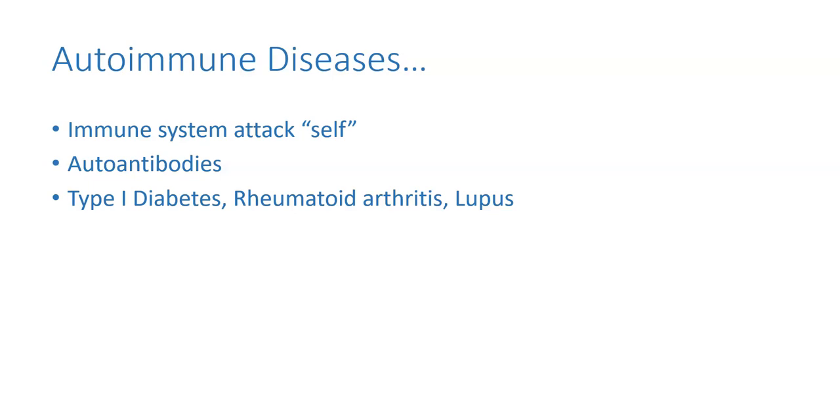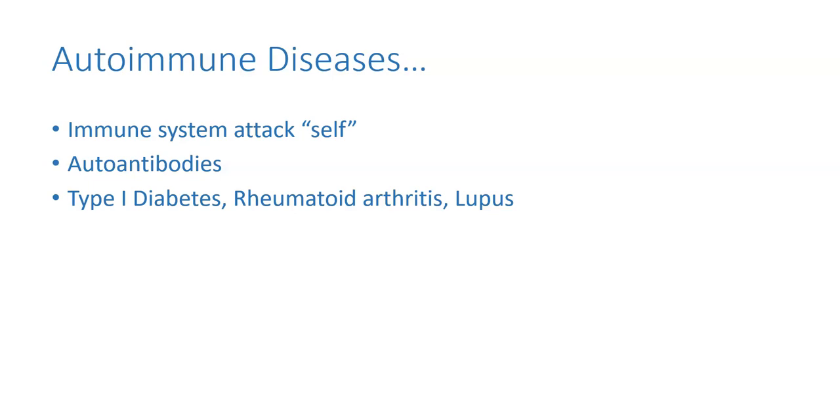What happens usually when a person is younger is for some reason their immune system turns against their pancreas, and those cells that make insulin are destroyed. So then they develop type 1 diabetes and have to use insulin for the rest of their lives. Rheumatoid arthritis is where the immune system has turned against the joints of the body, and osteoarthritis is just the wearing away of a joint. Rheumatoid arthritis is when the immune system is literally attacking the joints.